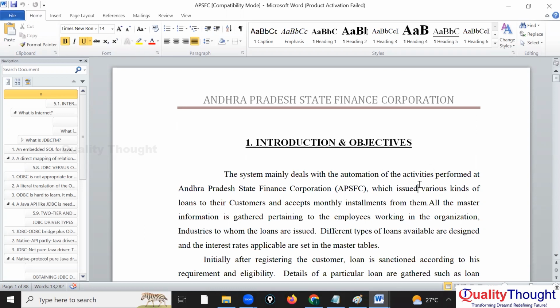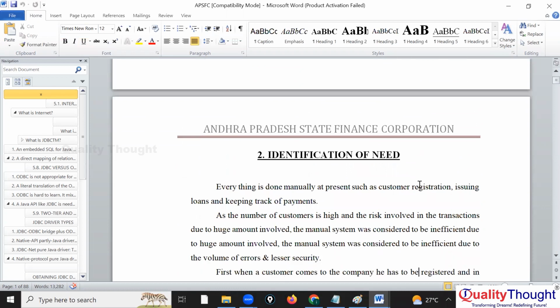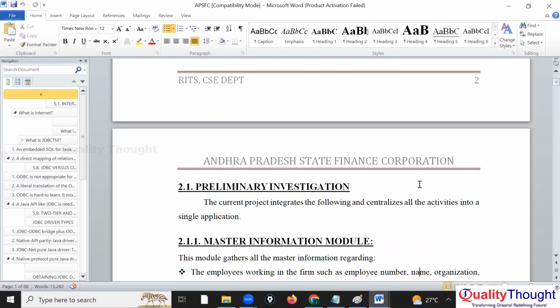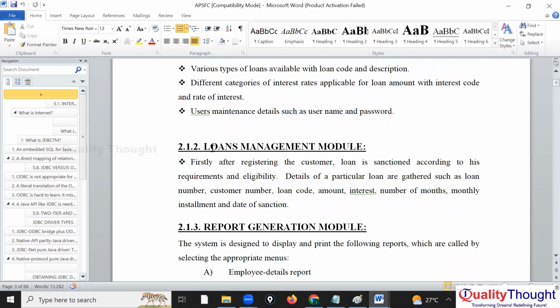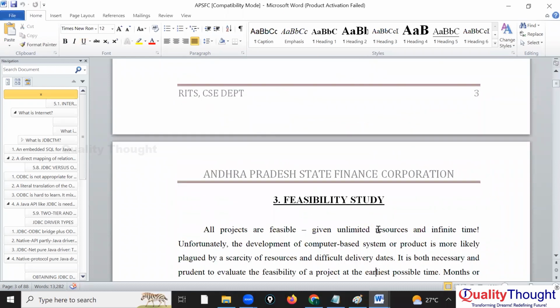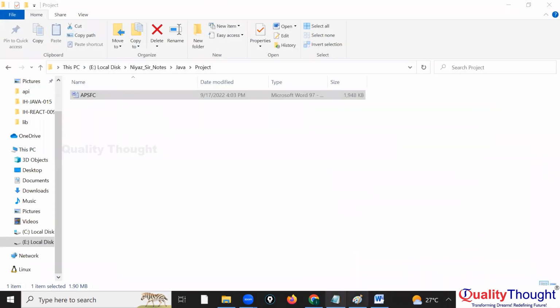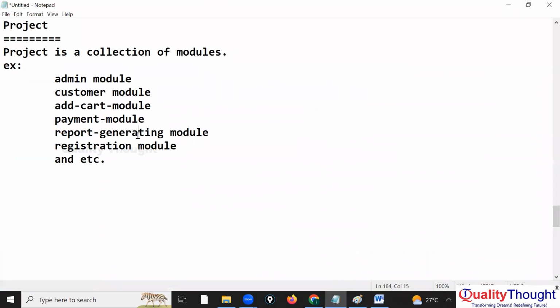So let me scroll down. This is a very big project, guys. Here you can see the first one available: the Master Information Module. The second is the Loans Management Module. The last one is the Report Generation Module. So how many modules are there in total? Three modules are there in our project, guys. Understood my point here now? So remember that point.